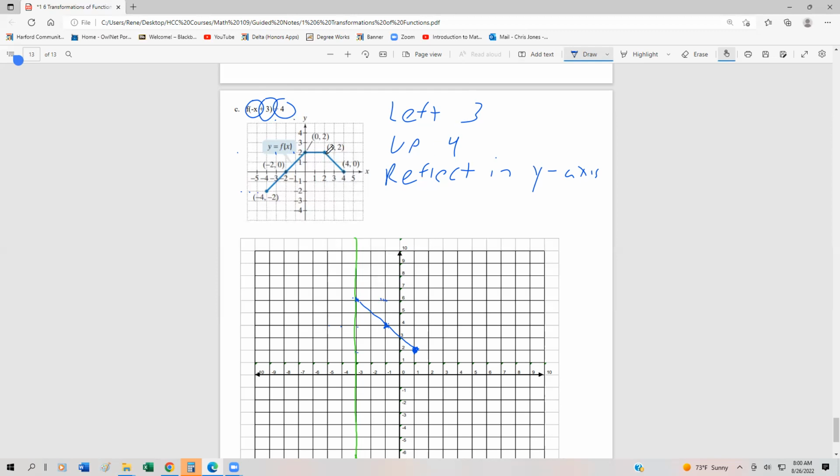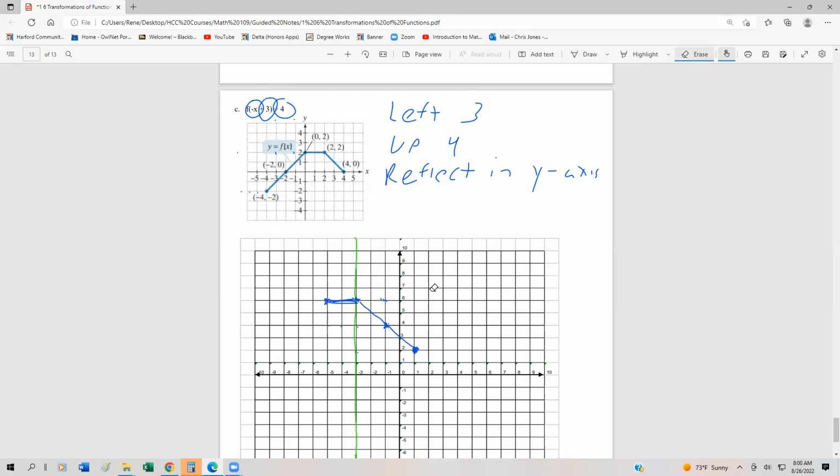So again, left 3 and up 6. But remember, we have to reflect that. It's 2 units away, so it's over here when we reflect it. And so that's going to be this constant part.